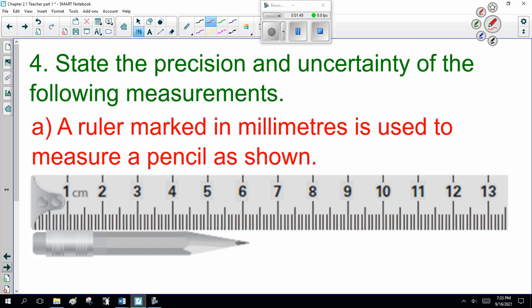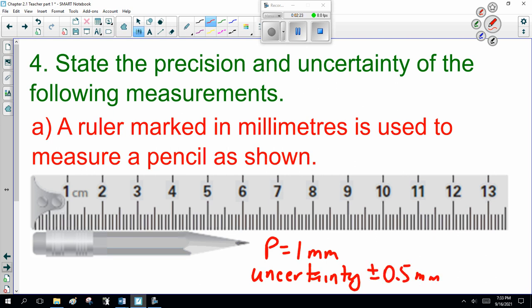All right, so state the precision and uncertainty of the following measurements. A ruler marked in millimeters is used to measure a pencil as shown. So precision here, this goes to 1 millimeter. So precision to the nearest millimeter. Uncertainty, plus or minus 0.5 of a millimeter. The uncertainty is half the precision. We measure to the nearest 1 millimeter, so we can be off by half a millimeter either way and still be okay-ish.